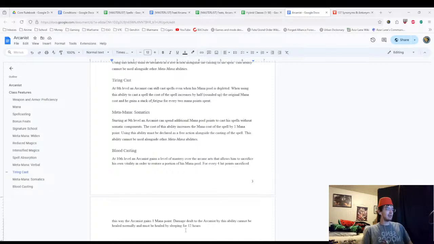Damage dealt to the Arcanist by this ability cannot be healed normally and must be healed by sleeping for 12 hours. There was something else I was going to put here. 1 mana point for every 4. Seems okay. The Arcanist gains 1 mana point. Damage dealt to the Arcanist by this ability cannot be healed normally and must be healed by sleeping for 12 hours. Okay.